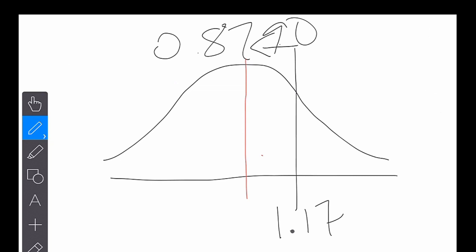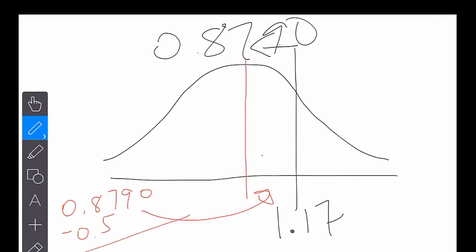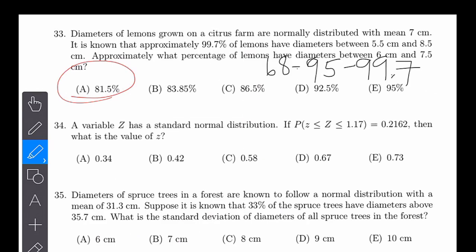So this area here should be 0.8790 minus 0.5, so it's going to be 0.3790. So what is the number we're looking for? What's the magic number? We want to go to 0.2162. So that means that the little z is actually a positive number.